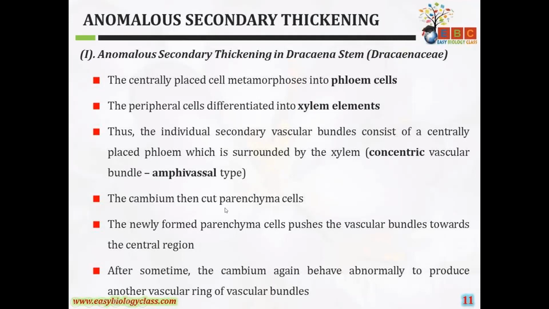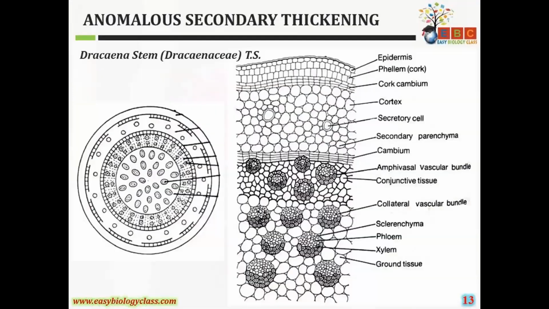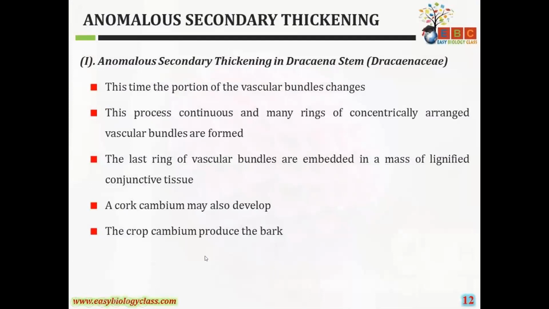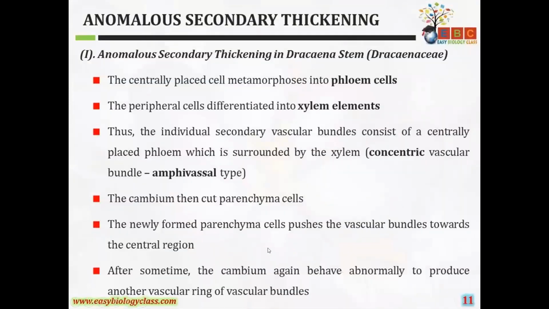The cambium then cuts off parenchymatous cells. The newly formed parenchymatous cells push the vascular bundles toward the central region.